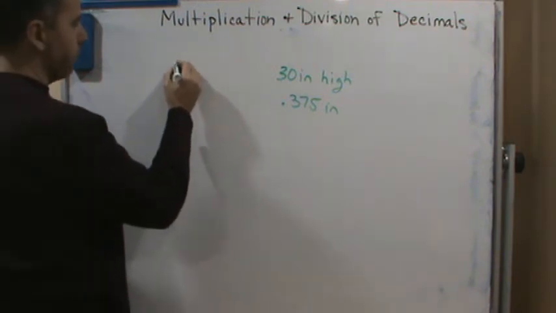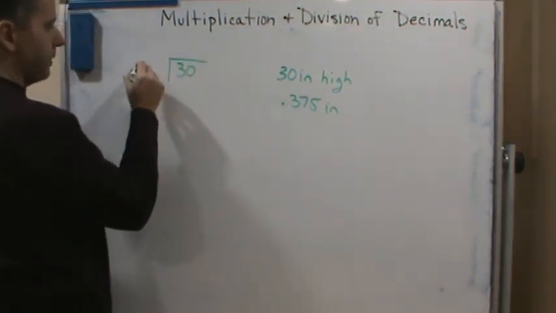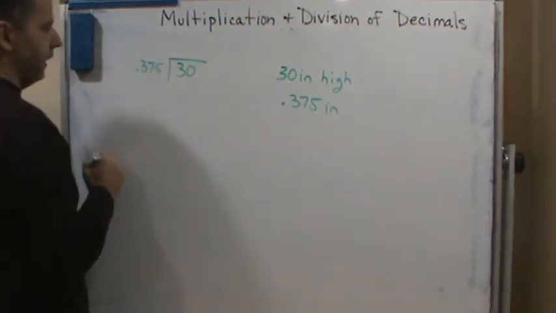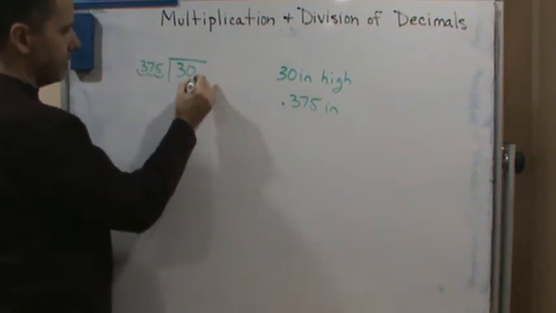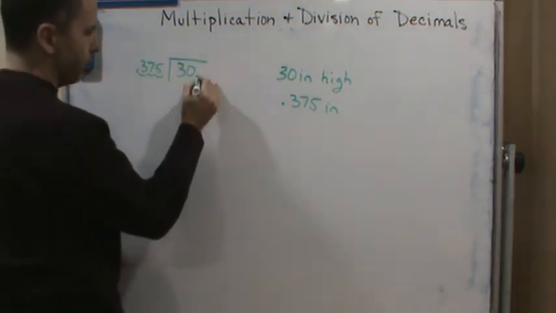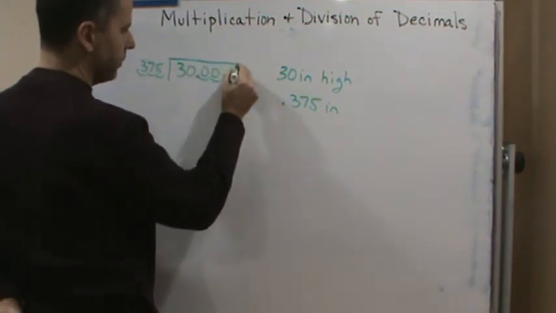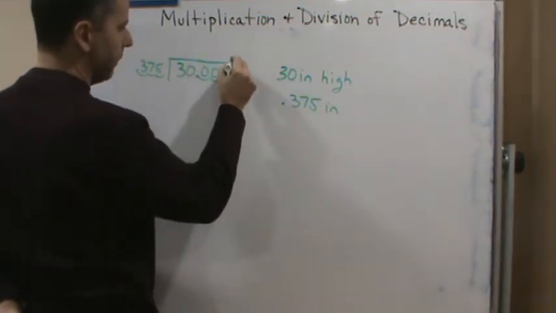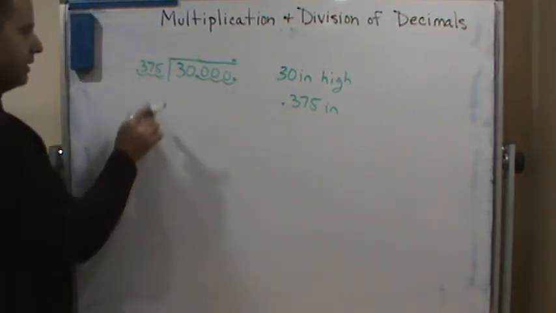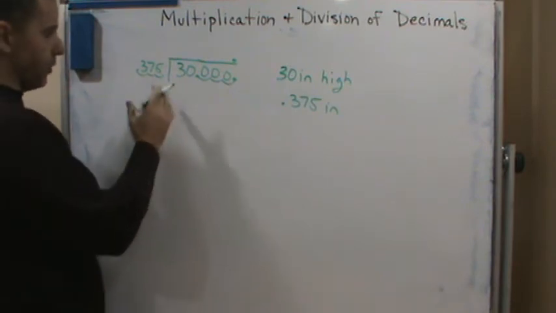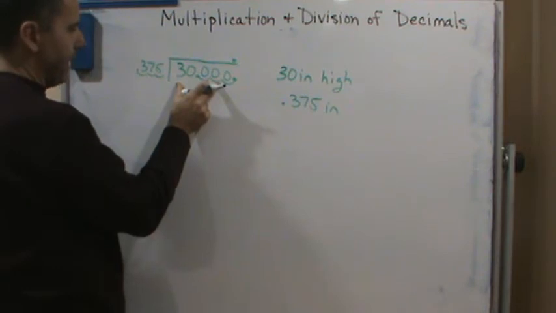So I'm going to set it up. So it's going to be 30 divided by 0.375. And so now I'm going to move this over 1, 2, 3, and fill in with my placeholders, and then I'm going to raise up my decimal point there. And now I'm just going to start my division, as if they're whole numbers. So 375 goes into 3,000.